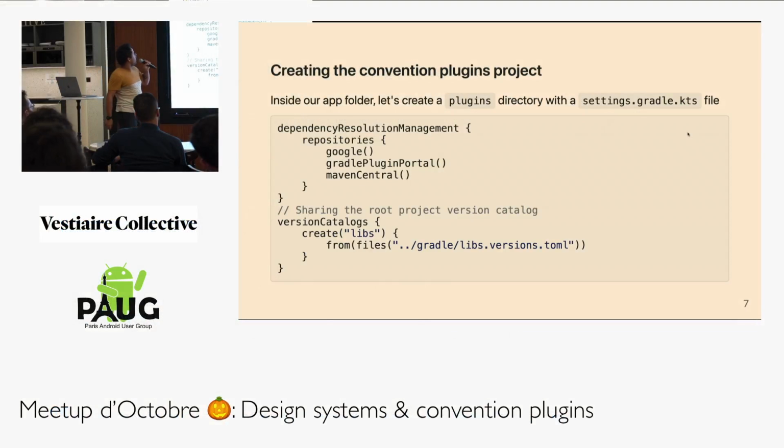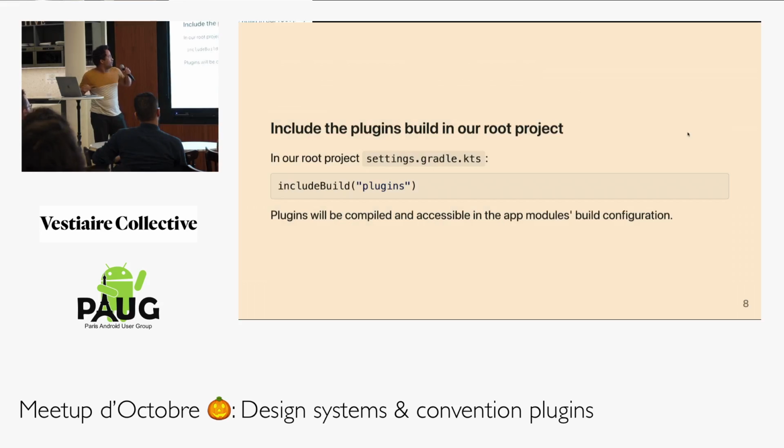Now we are going to create a convention plugin project. To do so, we are going to create a plugin directory with a settings.gradle file. In this file, we are going to reuse the same version catalog to be able to use the same versions. So we create a new libs, which is going to reuse the same file. Now we can include our plugins build into our root project. To do so, in the root project settings.gradle, we use includeBuild. This way, the plugin will be compiled, and then it's going to be accessible in our app modules.